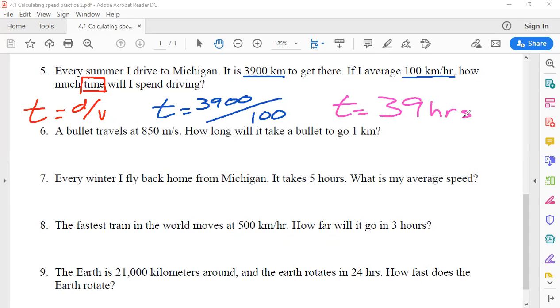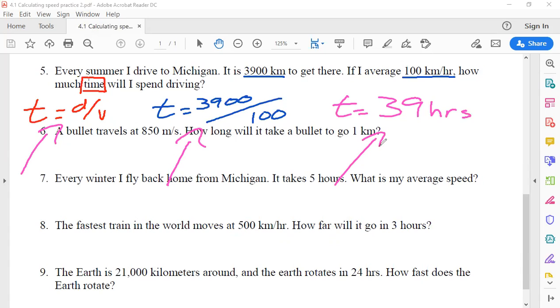Remember, step one is here. We're going to select the correct equation. Step two is here. Putting that data from the problem into the equation. And then the last step, step three, is to solve that equation. 39 hours is a reasonable amount of hours.